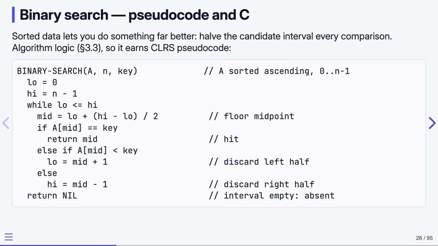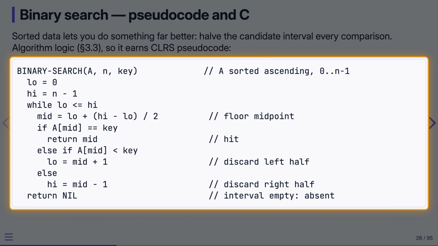When the data is sorted, you can do something much better. Binary search throws away half of the remaining values on every single comparison. Let's read the pseudocode. We set low to 0 and high to n-1. Those two bounds mark the interval we are still searching. The loop runs while low is less than or equal to high. We compute mid, the middle index.